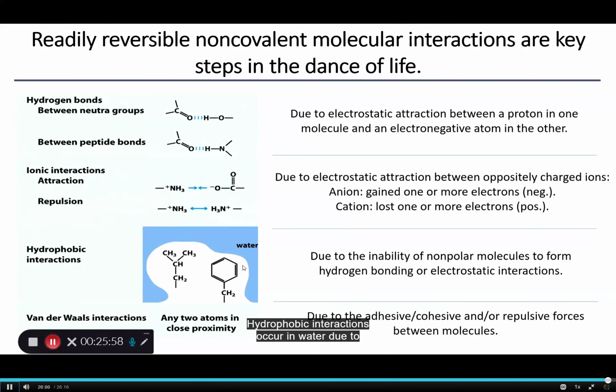Hydrophobic interactions occur in water due to the inability of nonpolar molecules to hydrogen bond with water. And so even the inability to form a hydrogen bond is an essential process for biochemical reactions.